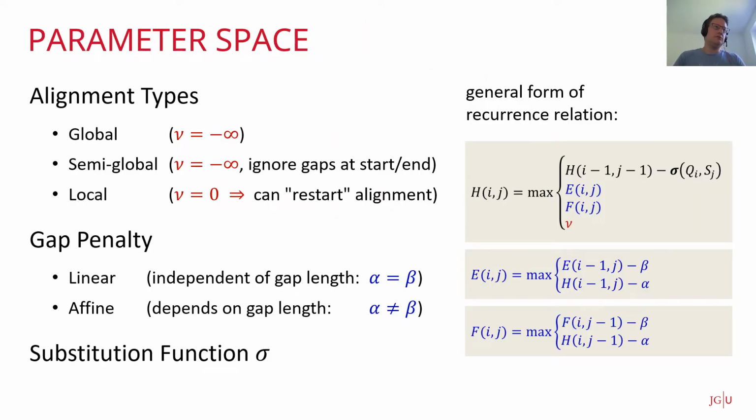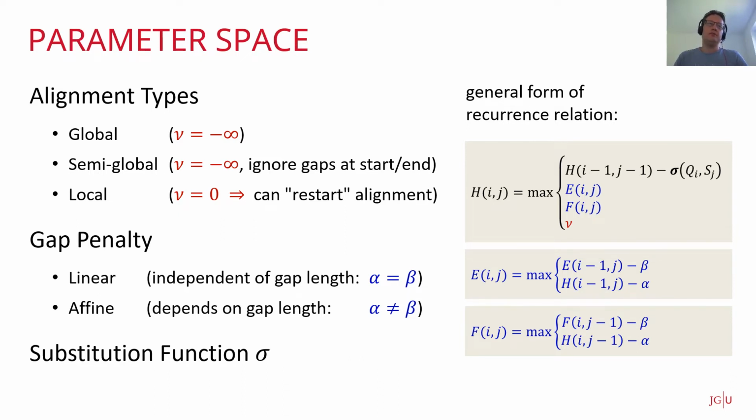We usually distinguish three types of alignments: global alignments, semi-global alignments, where gaps at the beginning or the end of a sequence don't contribute to the alignment score, and local alignments, where we can essentially restart the alignment anywhere in the DP matrix. Two common types of gap penalties are the linear one, as in the example earlier, where we subtract a constant for each new gap, and a so-called affine gap penalty, where opening a gap is usually more expensive than continuing a gap.